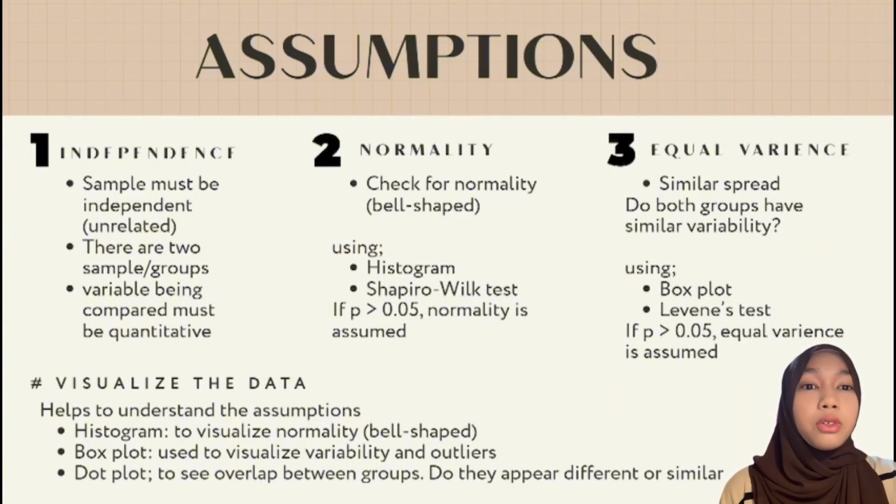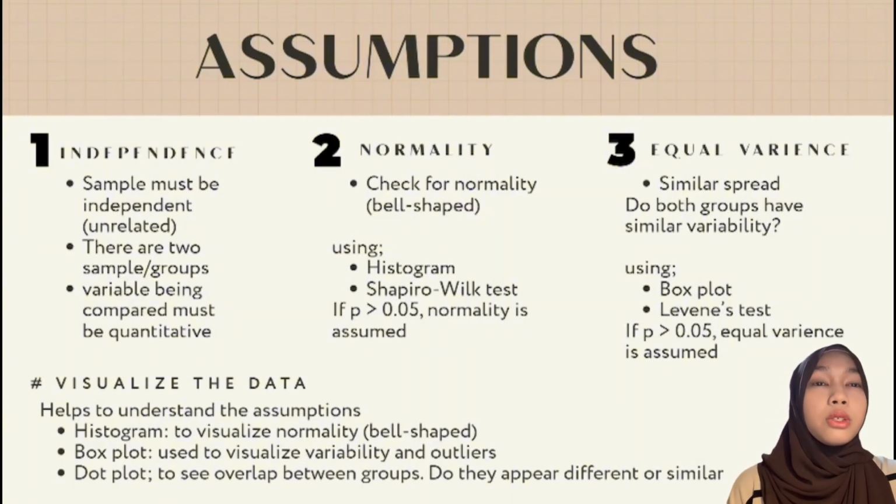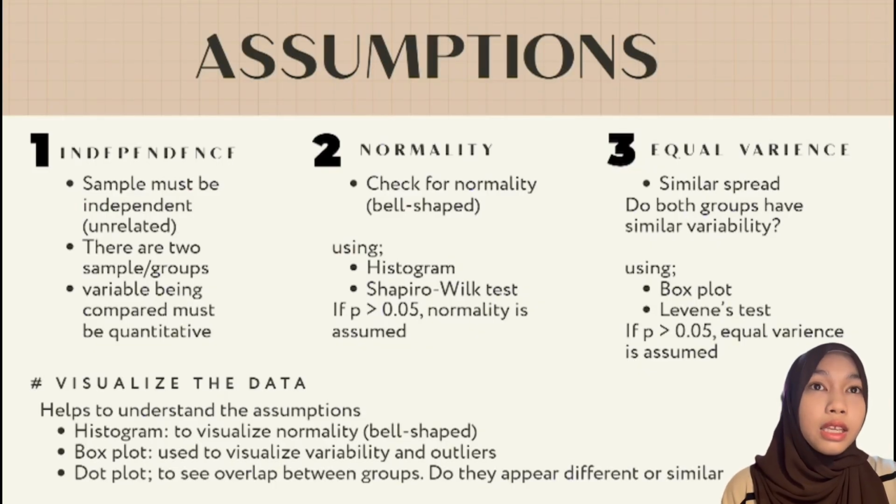And there are also ways to visualize the data, whether it's normal or not, where you can use a histogram to visualize its normality, a box plot to visualize its equal variance, and a dot plot to see overlap between the data.